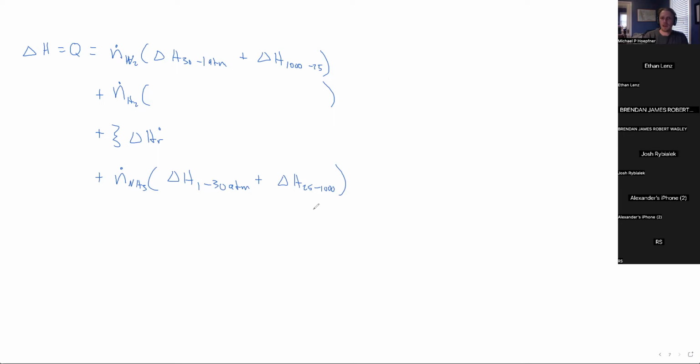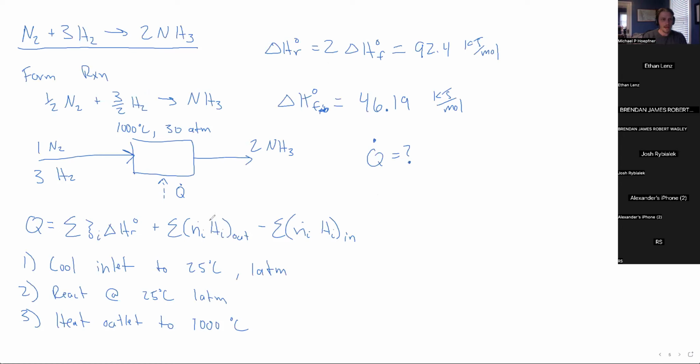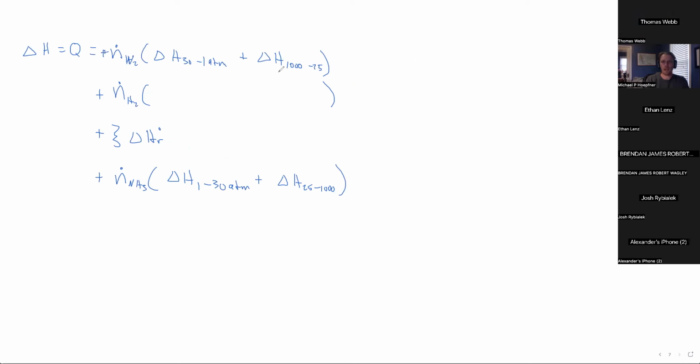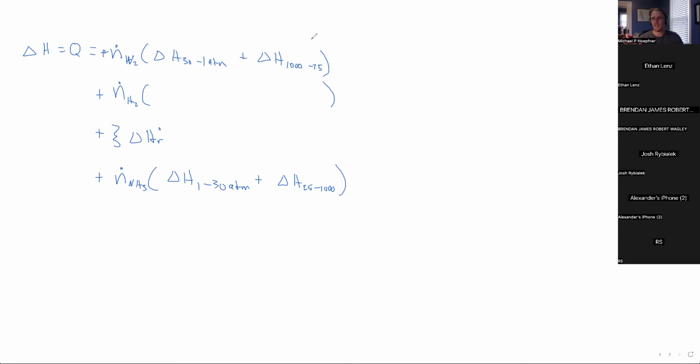When I was talking about the signs, I wanted to walk us through the process of cooling it, reacting it, and heating it, but it does introduce a little bit of sign confusion. You'll notice this is plus, plus, plus, plus. If we go back to our energy balance, we have plus the out and minus the in. That works out just fine, because if we swap the 25 to 1000, that makes it a negative integral. So it's consistent, but the signs take that into account.